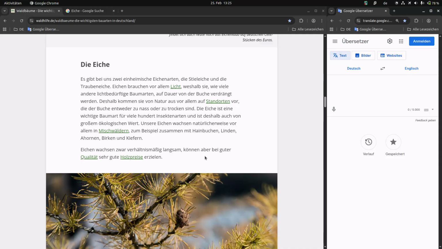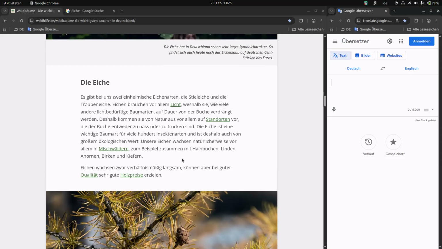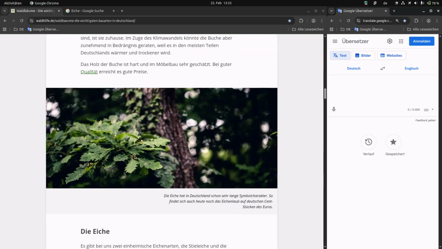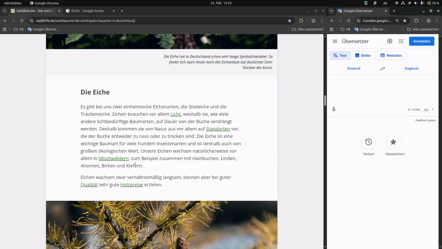Can, but, here we have our buts, which this already indicated. Can, but, although, in this case but. Bei, at, in general, or by, but in this case I think at. Guter, good, Qualität, which means quality, sehr gute, very good, Holzpreise, wood prices, erzielen. I think we also had that, where was that? Here, I think we have that. So, can achieve very good wood prices.